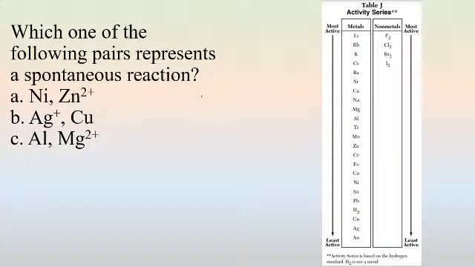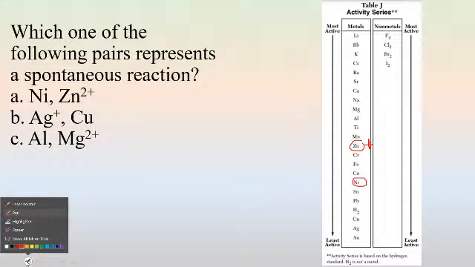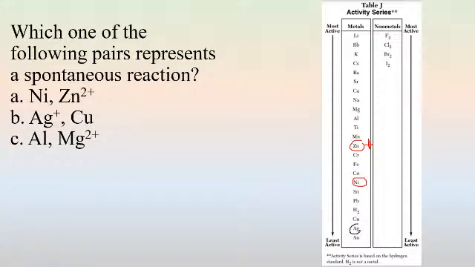Which of the following pairs represents a spontaneous reaction? Okay, so let's look. We have Ni with Zn. So there's one. Then we have, and I'm going to put this because it has the charge, let's just switch the color, Ag with a charge and Cu. All right, and then let's switch the color one more time. And then we have Al and Mg with a charge. So I can notice a pattern, right? Here I have the positive above, here I have the positive above, and here the positive is below. So it's obviously going to be the answer.